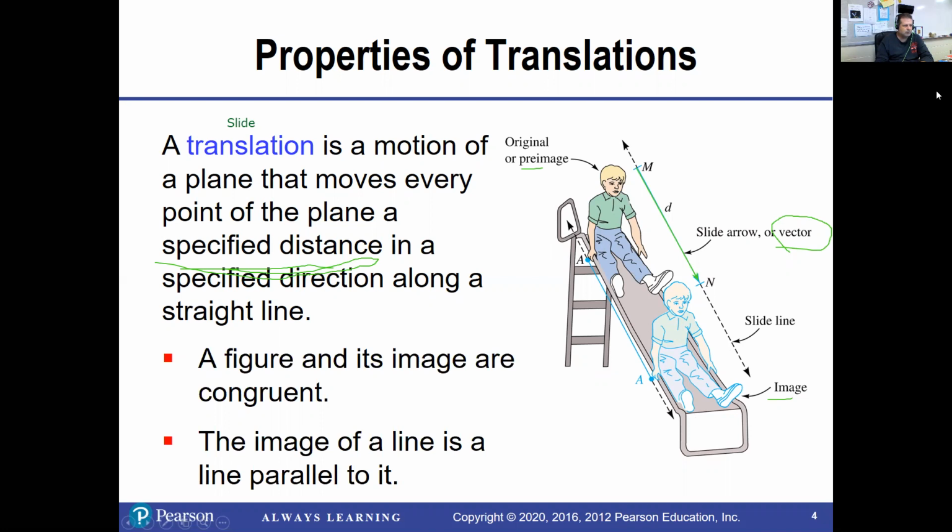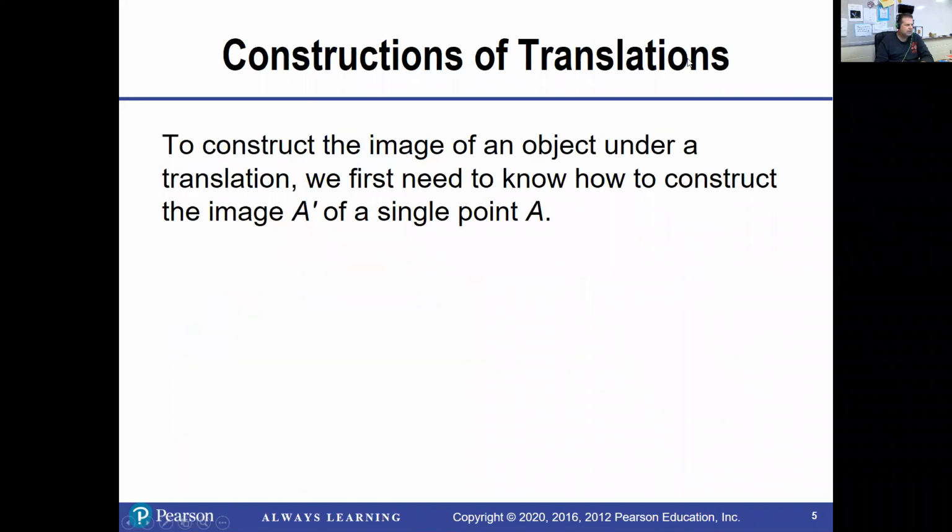All right, so let's go ahead and erase some of this. Get out of this page. All right, now I'm not going to have you construct a translation, but it is good to know, and I could show you a way here. However, what I do want to stress to you here is the image we always label as A prime, the little dash up here. That's A prime. The pre-image is A. That's the original.